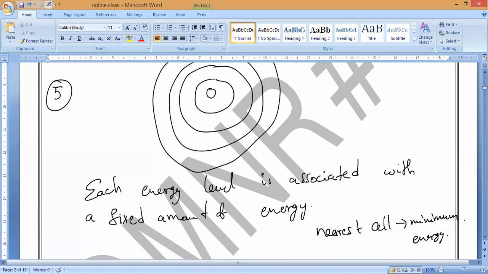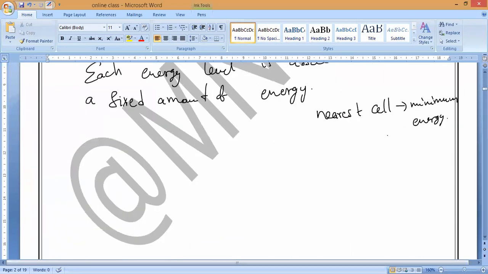And the farthest cell. We can say the nearest cell is always the K cell, but the farthest cell we cannot name, so we say any cell. Farthest cell has maximum energy. That is what you have to remember.